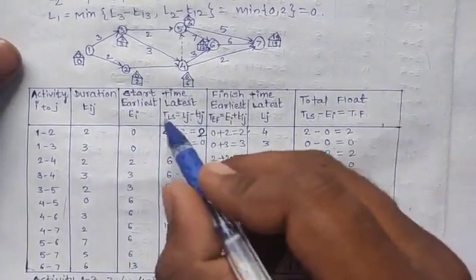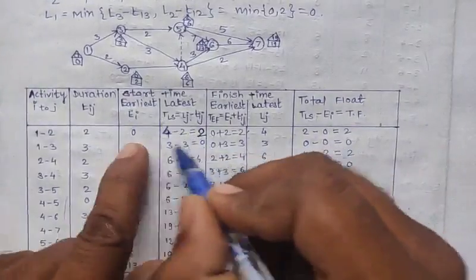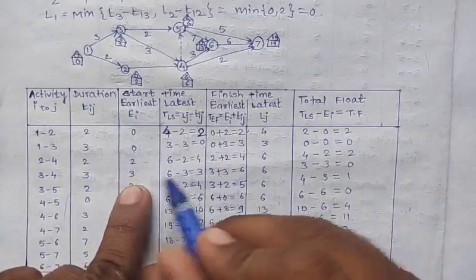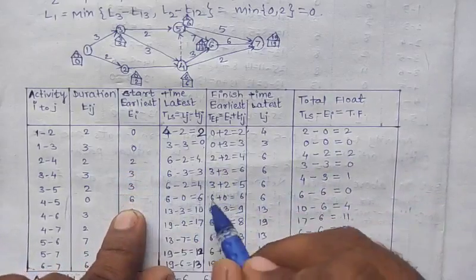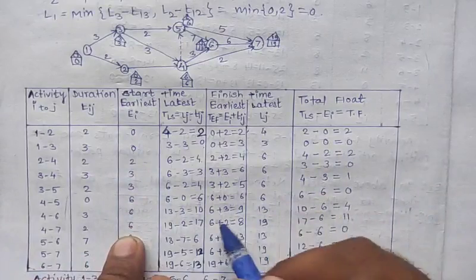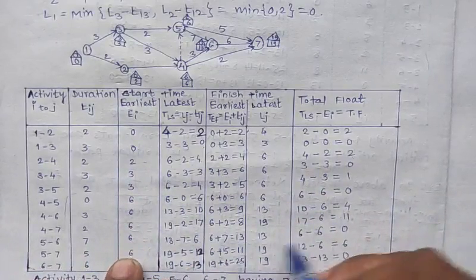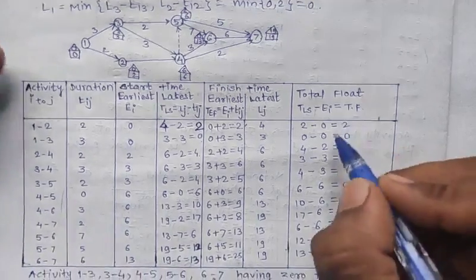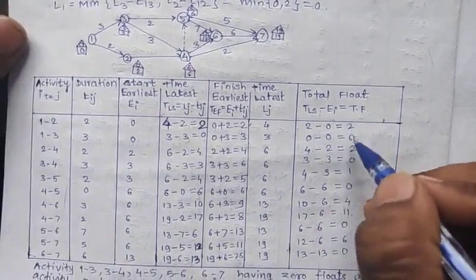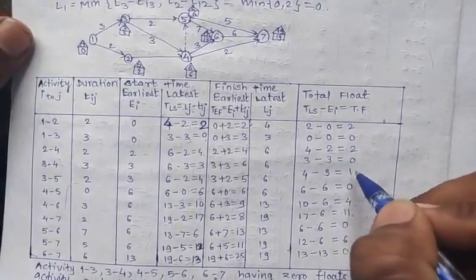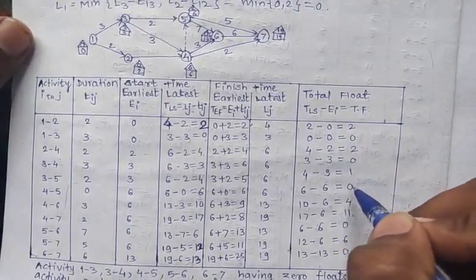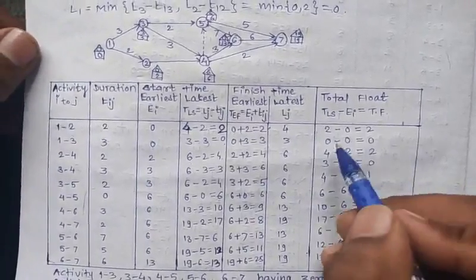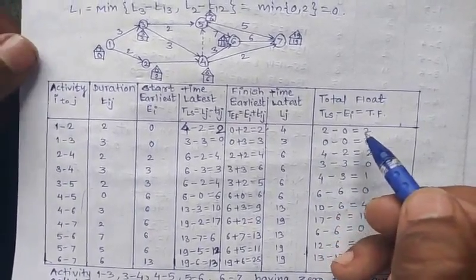Total float is TLS minus Ei. So 2 minus 0, next 0 minus 0, 4 minus 2, 3 minus 3, 4 minus 3, 6 minus 6, 10 minus 6, 17 minus 6, 6 minus 6, 12 minus 6 and 13 minus 13, right? So after calculating we get the total float values 2, 0, 2, 0, 2, 0, 1, 0, 4, 11, 0, 6, 0. Now we select the activities having 0 float.